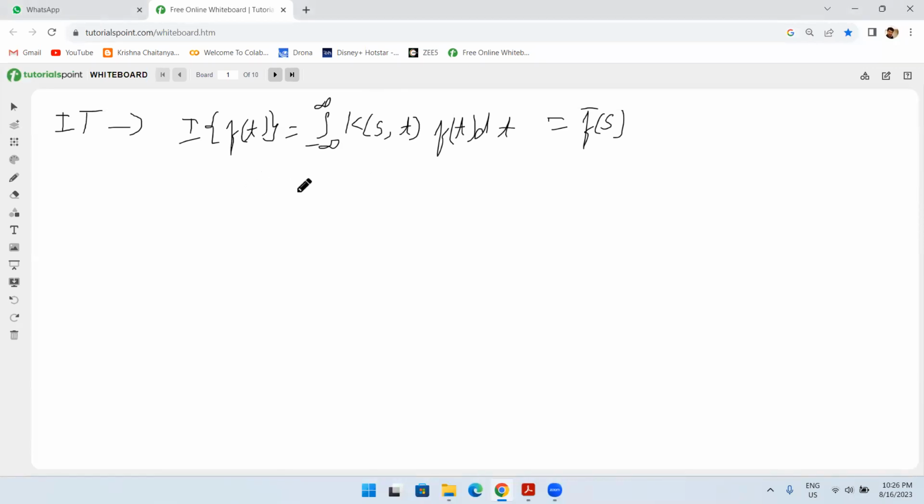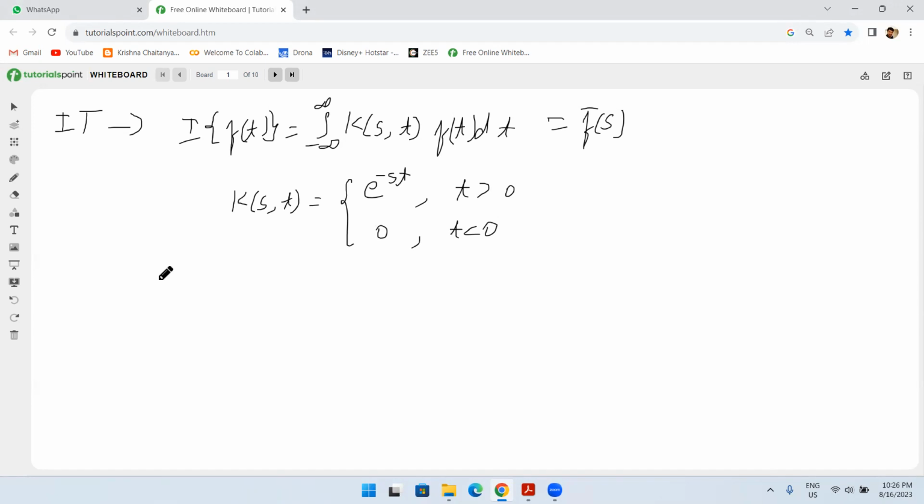Now, if we change the kernel, it will transform into some other transforms, like Laplace, Fourier, or Z transforms. We have to substitute k of st. Here I'll substitute the kernel k of st as the function e power minus st if t is greater than 0 and 0 if t is less than 0. If we substitute this kernel, it transforms to the Laplace transform.